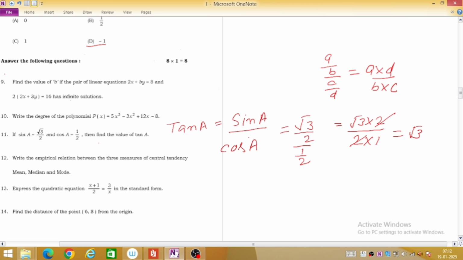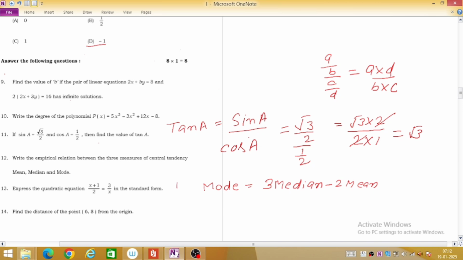Write the empirical relation between the three measures of central tendency: mean, median, mode. Then the formula is, this is a formula, remember this. Mode equals 3 median minus 2 mean. The formula is mode equals 3 median minus 2 mean.